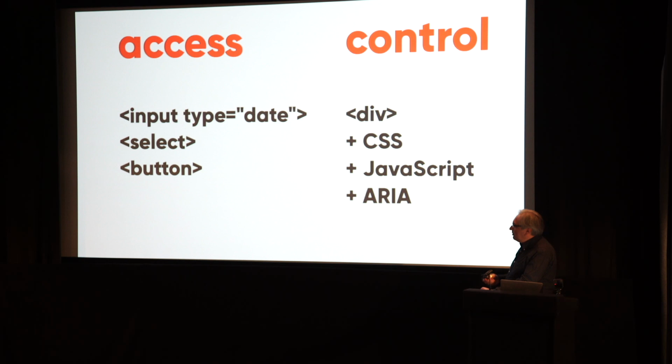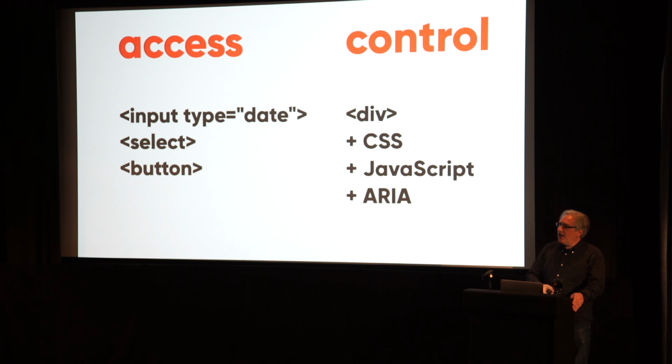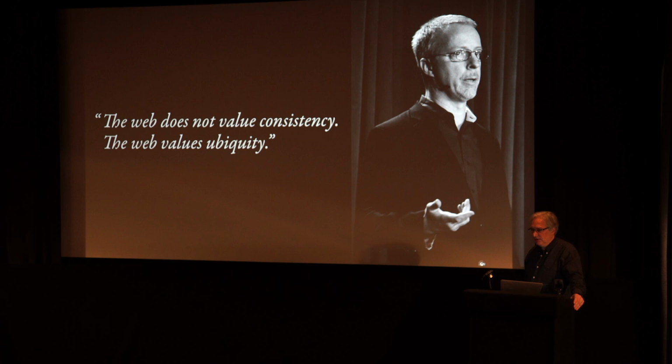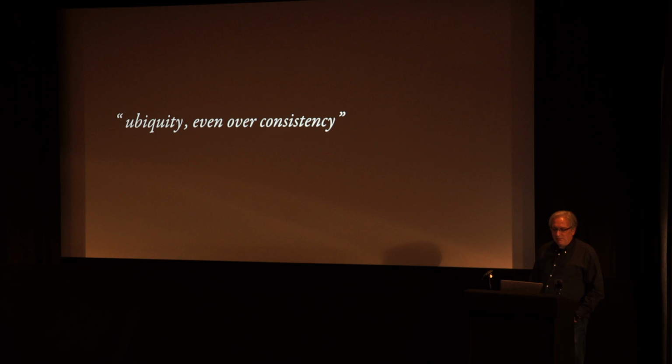So depending on where you work, you might choose to prioritize access over control, or you might choose to prioritize control over access. I take my hint from the medium we're building on, which is the World Wide Web. Eric Meyer said, the web does not value consistency. The web values ubiquity. Or to take that and reframe it as a design principle, ubiquity, even over consistency, could be seen as a design principle of the World Wide Web itself. And it passes the reversibility test. You can totally turn this around and say, well, for a different medium, consistency, even over ubiquity.